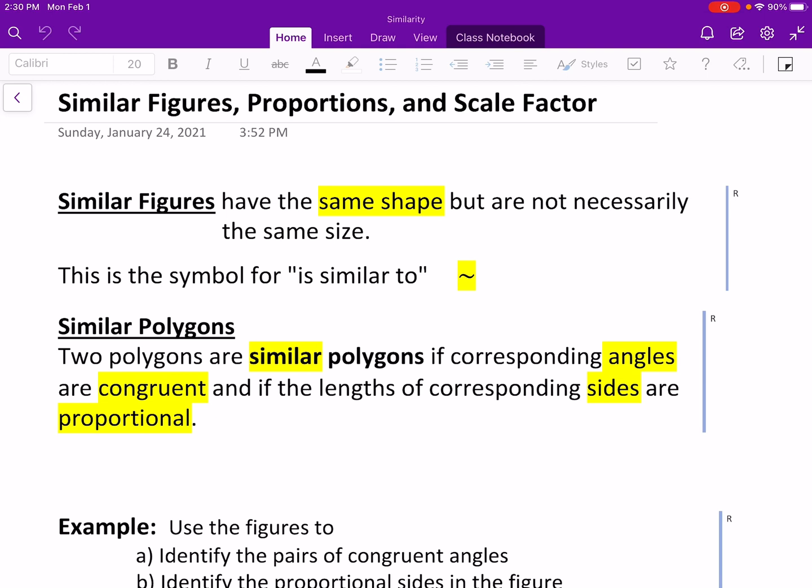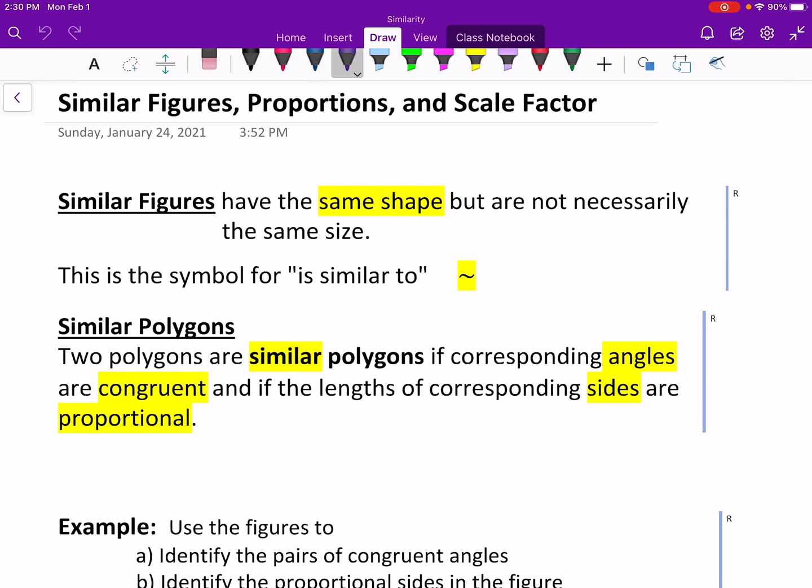For two polygons to be similar, what you're going to find is that their corresponding angles have exactly the same measure, so they're congruent. And that's what gives them the same shape. But the lengths of their sides are proportional.